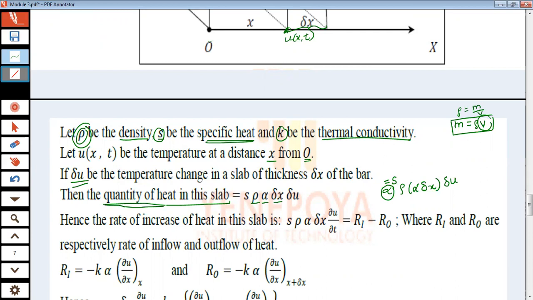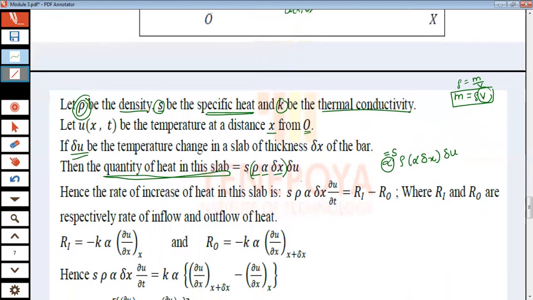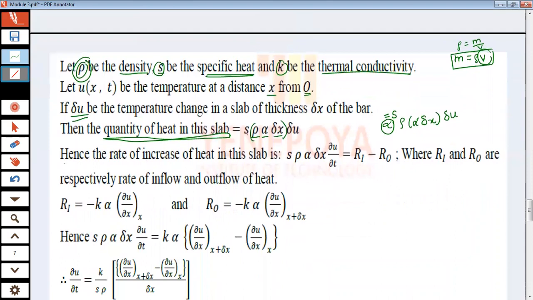That's why the quantity of heat stored in the slab is S rho alpha delta X, that's nothing but the mass of this element into delta U. Okay, delta U is the change in temperature. Hence, the rate of increase of heat, or rate of change of heat, in this slab is nothing but rate of inflow minus rate of outflow, right? Ri means inflow of heat and Ro means outflow of heat. The difference Ri minus Ro gives the rate of change or rate of increase of heat.